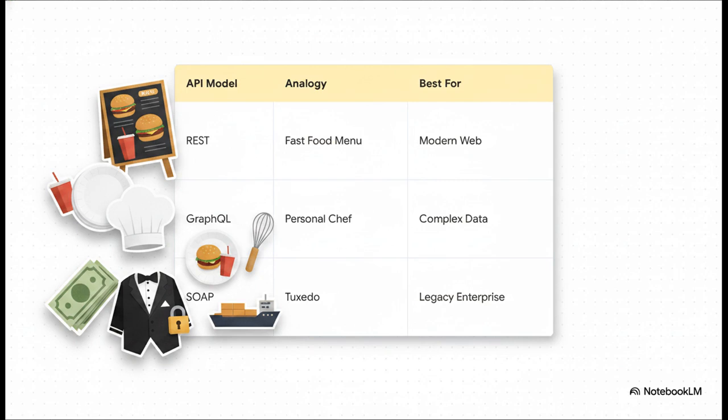On the other end of the spectrum, we have SOAP. SOAP uses a much heavier XML format. Honestly, it's like wearing a heavy-duty, highly secure tuxedo. It's super safe, but nobody wants to wear a tuxedo to a fast food joint, right? It's a legacy protocol mainly used by older enterprise systems, banks, or shipping companies like FedEx, mostly because it relies on strict, formal contracts that virtually never change.